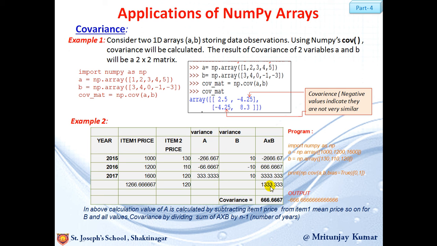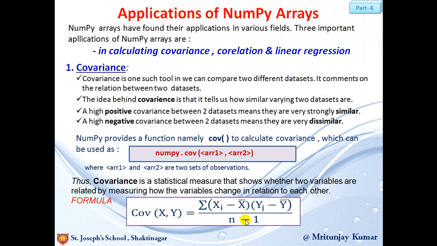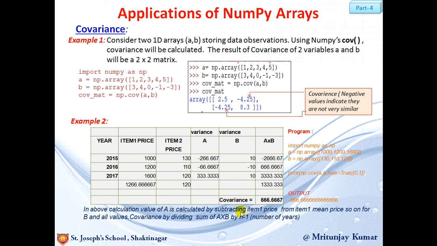Now this sum is divided by n minus 1. What is n here? That is the number of years, 3 minus 1, that is 2. So 1333 divided by 2 comes to 666.66, and this is the covariance. This way you can understand it with the previous formula; the previous formula is applied in this table.